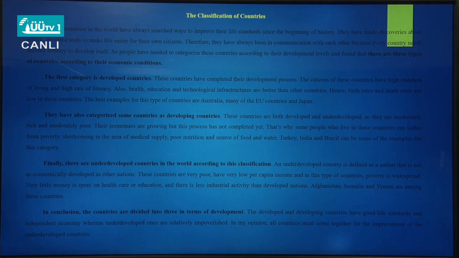And finally, we have our conclusion paragraph. In conclusion, the countries are divided into three terms of development. We call it thesis restatement. Then, as I told you before, you can give your own idea. In my opinion, all countries must come together for improvement, okay? So, we can give our own idea as well.